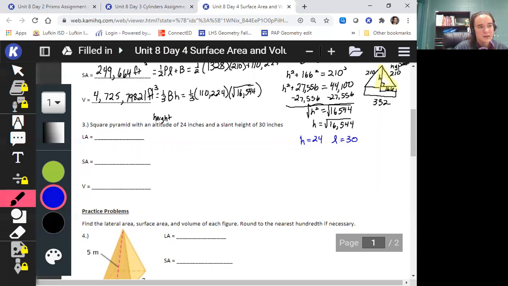So we need to find our side length. So we have a triangle that looks like this right now, 24 and 30. And we need to find this length and then multiply it by 2. So we are going to use Pythagorean theorem again. So 24 squared plus x squared equals 30 squared. And 24 squared is 576. 30 squared is 900.